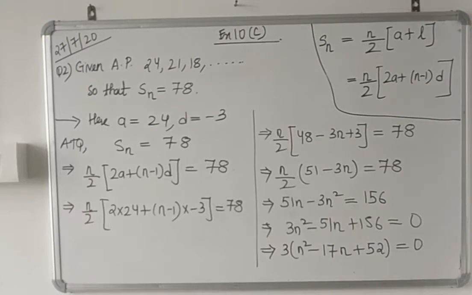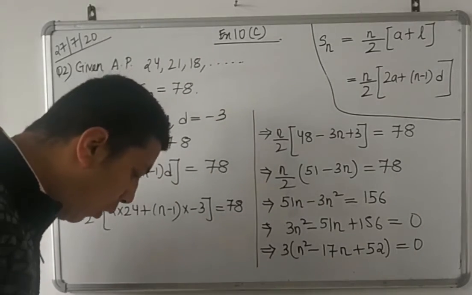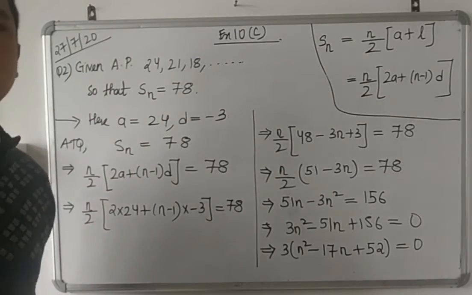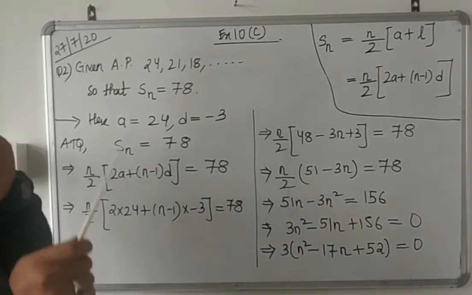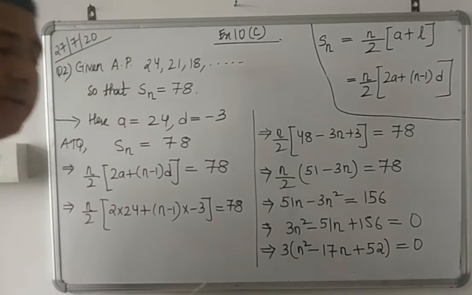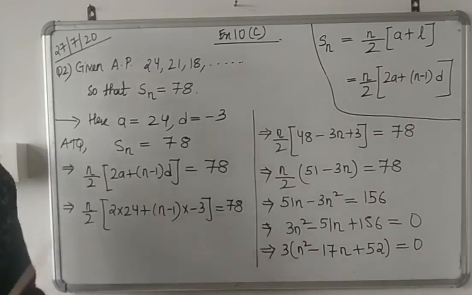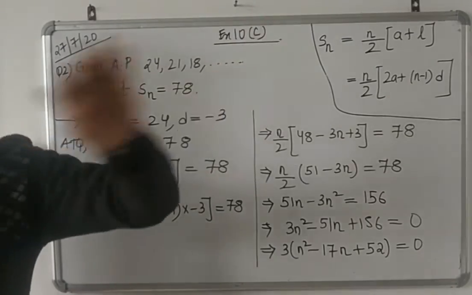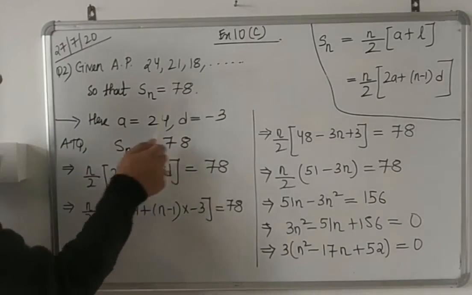Okay, let us proceed with question number 2. In question number 2, please read the question properly. How many terms of the AP? How many terms means the value for n. How many terms of the AP must be taken so that their sum is 78? How many terms? First, second, third, fourth. What is the value for n, so that when I add it, the sum becomes 78.